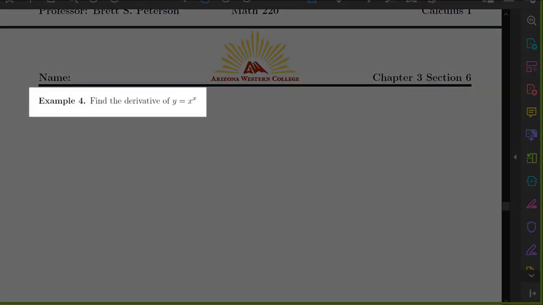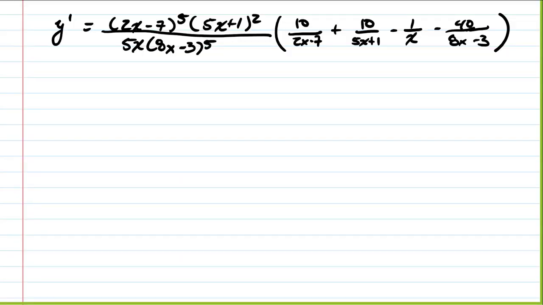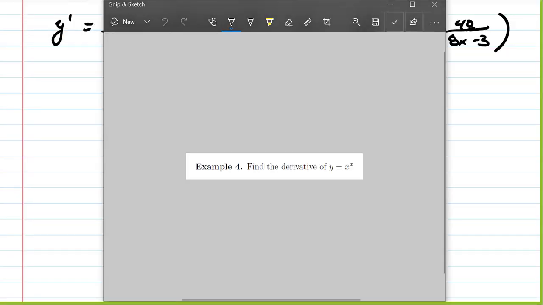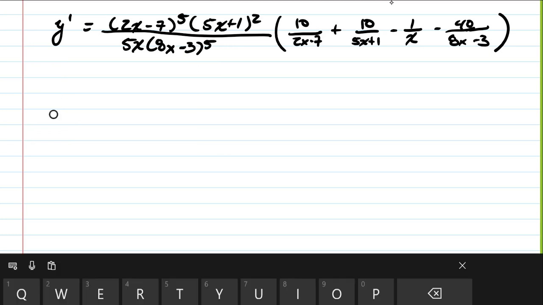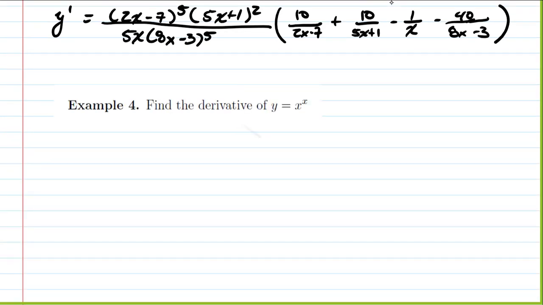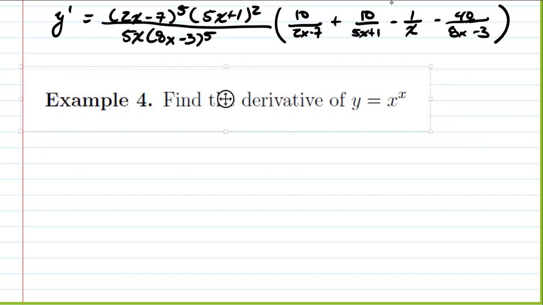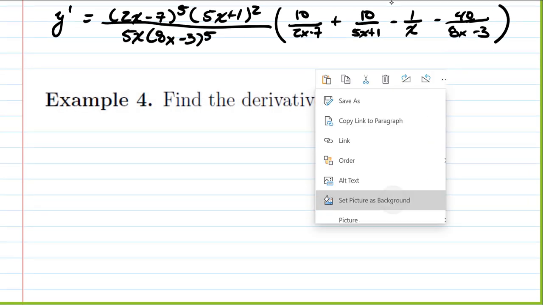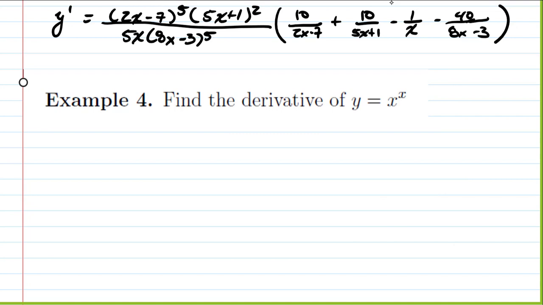Example number 4, we want to find the derivative of x raised to the x. So this is an interesting function because it is a new type of function. And what I mean by that, the base and the exponent are both variables.